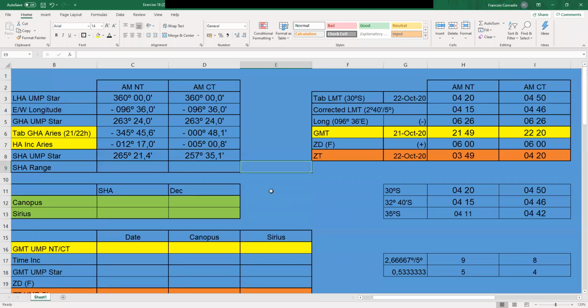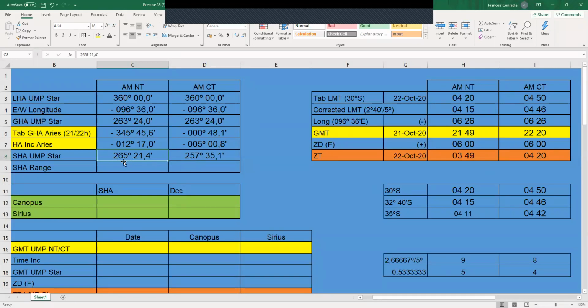Is that correct? You agree? Yes, sir. Okay. Right. So this means that at, like I said earlier, at 3:49 in the morning or at 21:49, either one, it doesn't really matter. So at 3:49, at the time of nautical twilight, any star that is at Upper Meridian Passage at that exact time, 3:49, that star's SHA will be 265, 21.4.